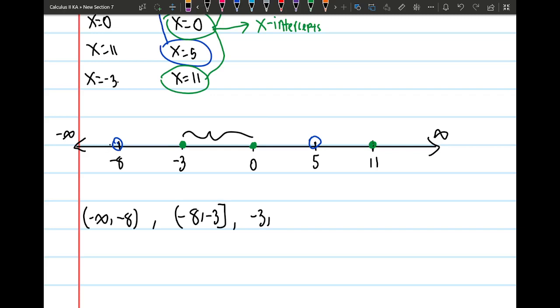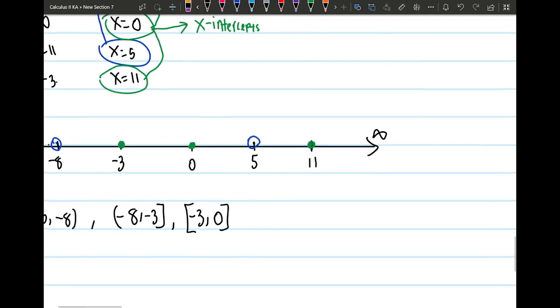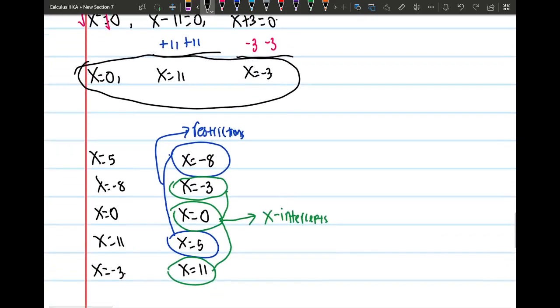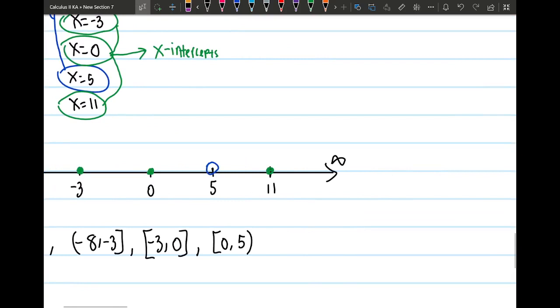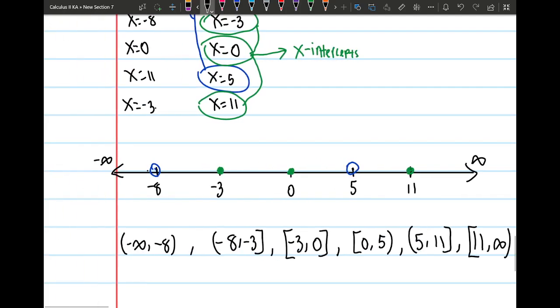And as you can see, these both have brackets. And then we know that it's from 0 to 5, so bracket 0, comma 5. And it's a parenthesis at 5 because we're not including it in our answer, since, like I said, that's one of my restrictions. And then comma 5 to 11, and then comma 11 to infinity. We always put parentheses for infinity and -infinity.